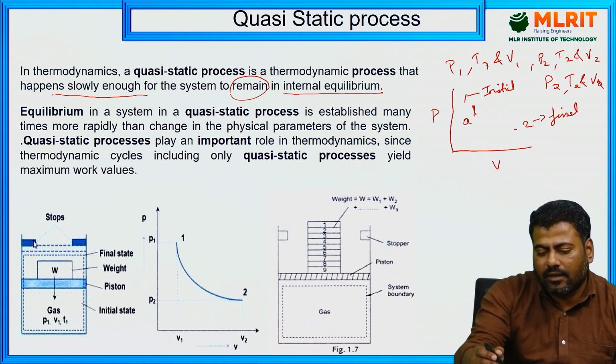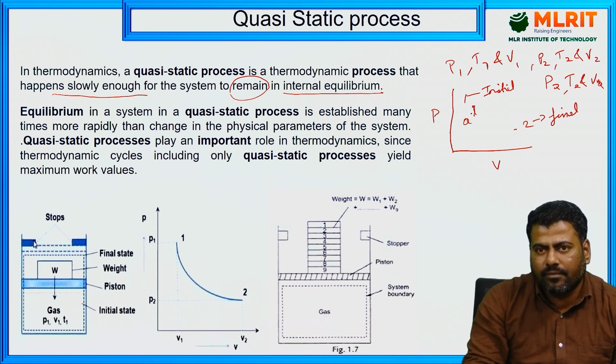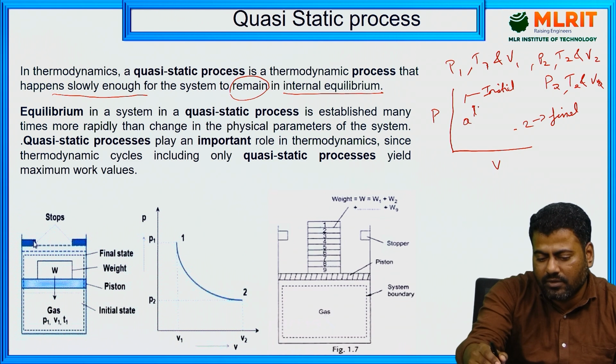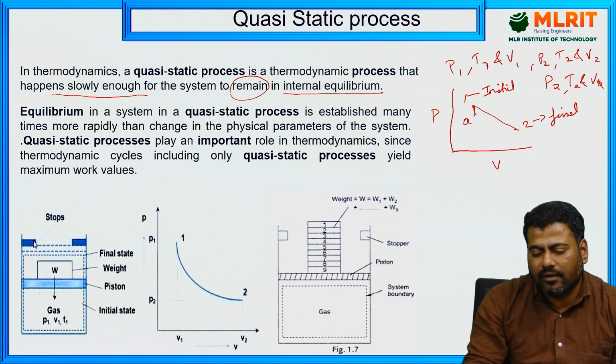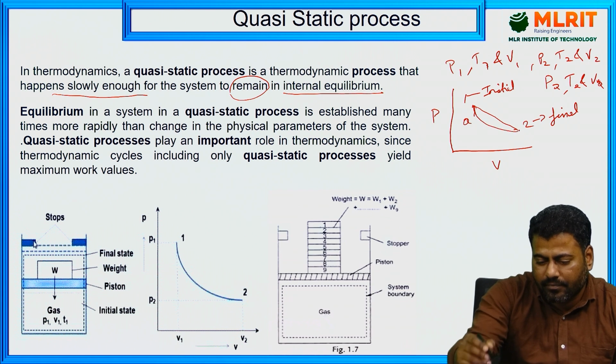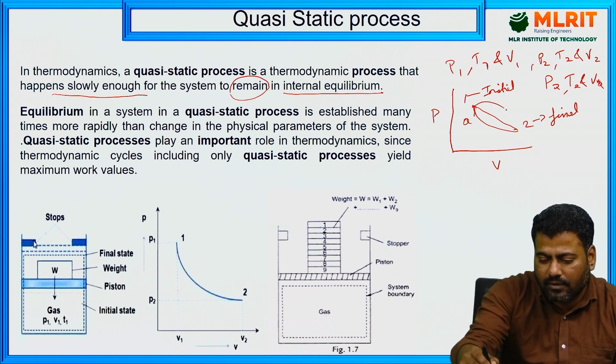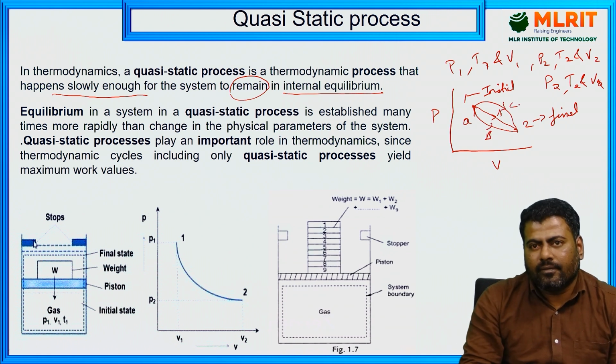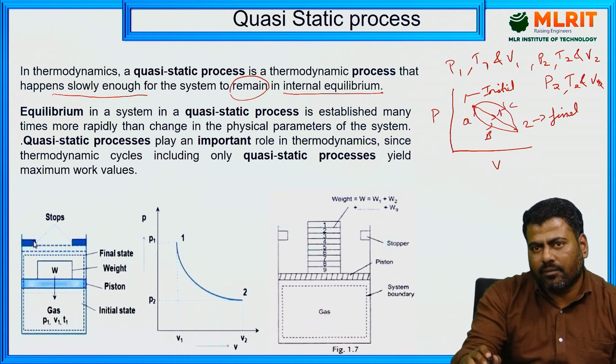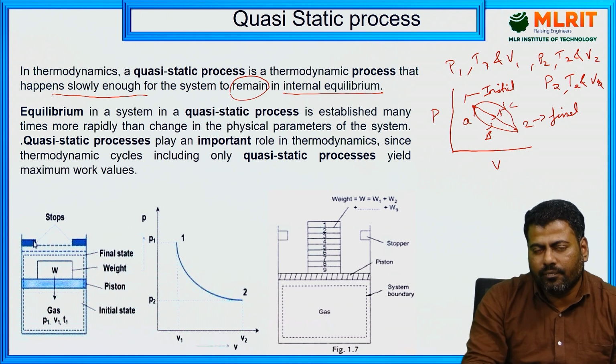Here, I already have only the initial and final states. I can join these in any manner, in a linear manner or a curved manner. Assume this is path A, this is path B and this is path C. I can connect state 1 to state 2 in various ways, but a particular process follows a particular path.